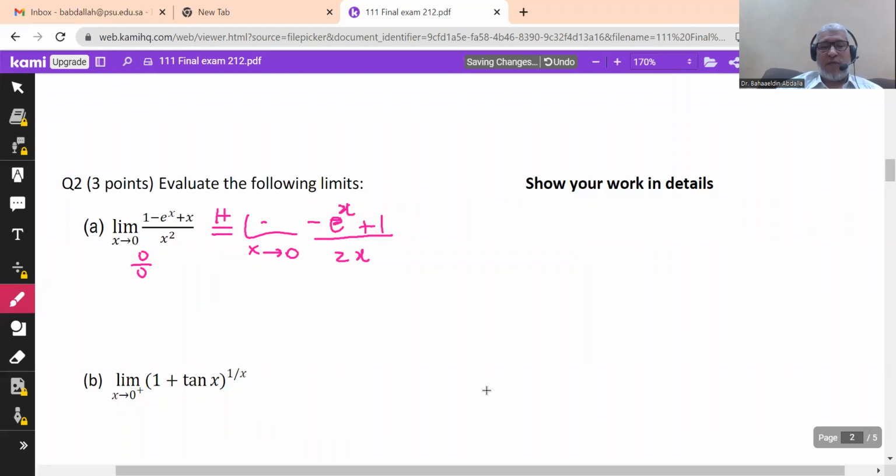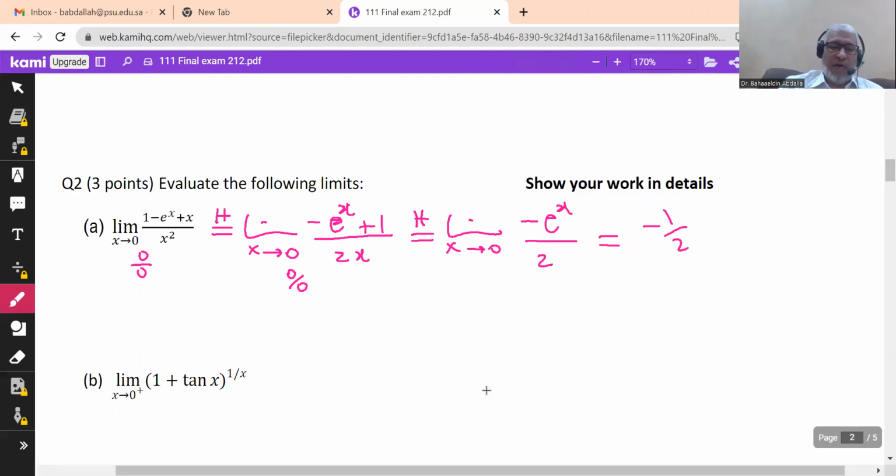If I replace x by 0, e to the power 0 is 1. Negative 1 plus 1 is 0 over 0 again. So I use L'Hopital's rule again. Derivative of negative e to the x is negative e to the x. Derivative of 1 is 0, over derivative of 2x, which is 2. Replace x by 0. e to the power 0 is 1. So the answer is negative half.